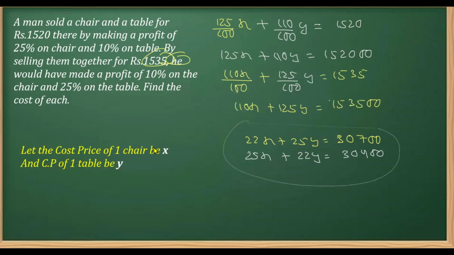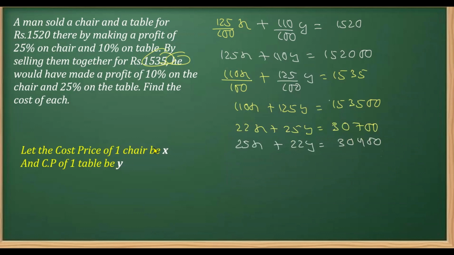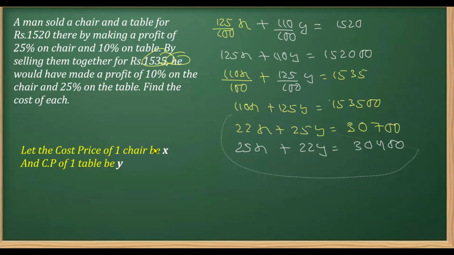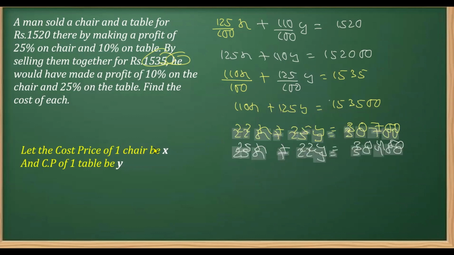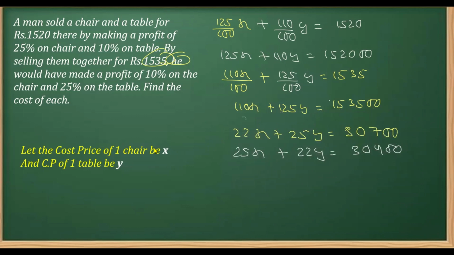Using the elimination method, one more time you can observe that here the coefficient of x, which is 22, is the same as the coefficient of y. And conversely, the coefficient of y, which is 25 in the first equation, is equal to the coefficient of x in the second. So in this case, we can apply the trick of first adding these two equations.